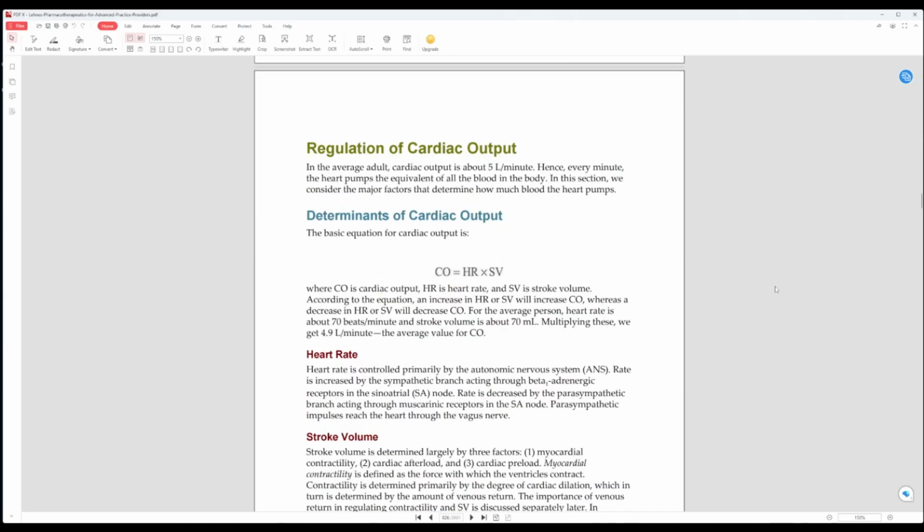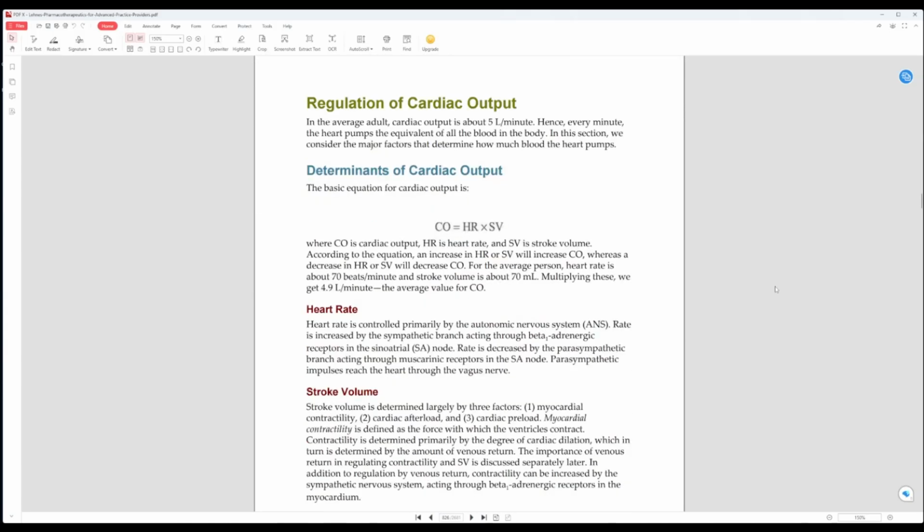So, the regulation of cardiac output. In the average adult, cardiac output is 5 liters per minute. Therefore, every minute the heart pumps the equivalent of all the blood in the body. In this section, we consider the major factors that determine how much blood the heart pumps.